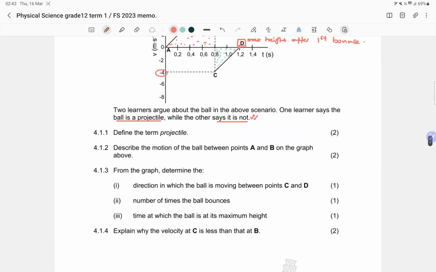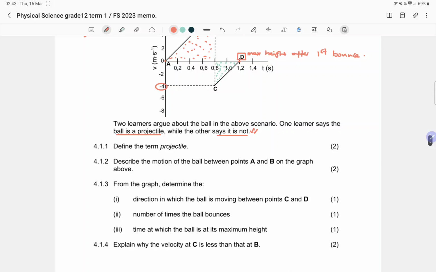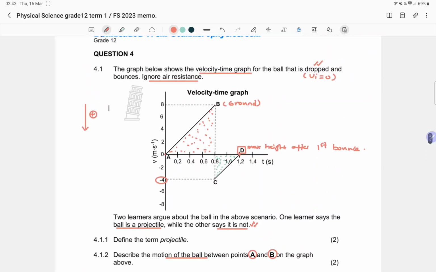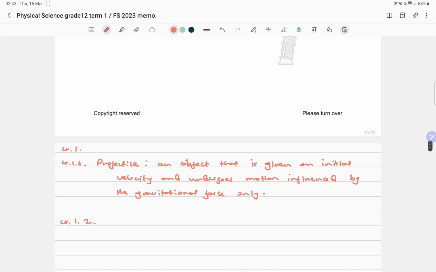So 4.1.2. It says now describe the motion of the ball between A and B. All right, between A and B, you can see that this projectile essentially just dropped from an initial velocity of 0, and it accelerates due to gravity to attain a velocity of 8 meters per second as it hits the ground. That's it. So let's just go on.